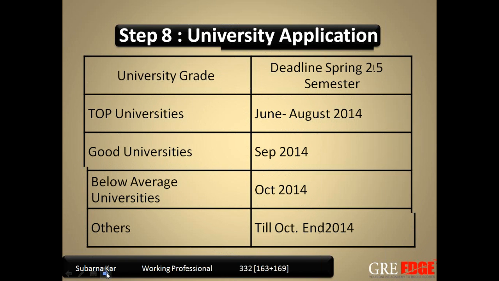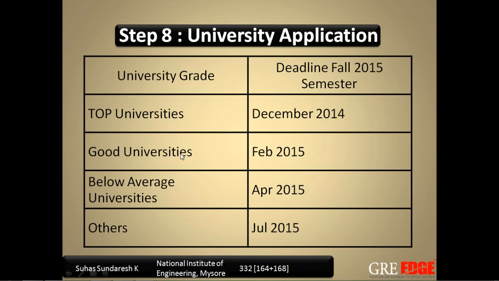Now going on to fall 2015. These are the deadline dates for fall 2015 semesters. The top universities have their deadlines in December 2014. Obviously, the fall semester would start after August. Then good universities will have their deadlines in February 2015, and below average universities will have their deadlines in April 2015, and others after that in July 2015.